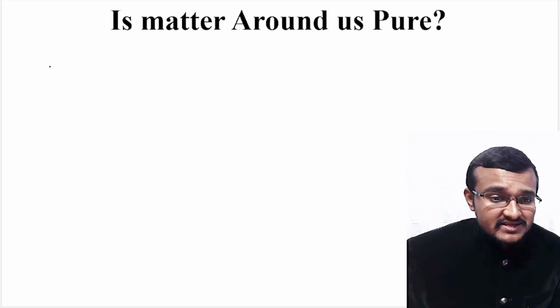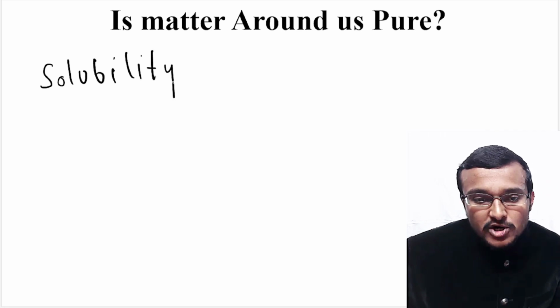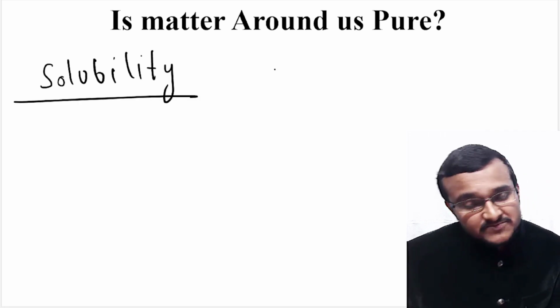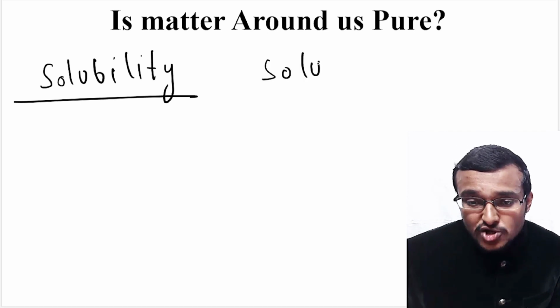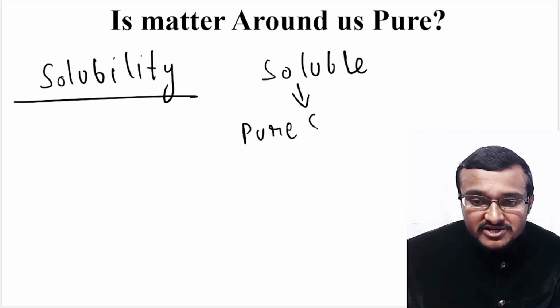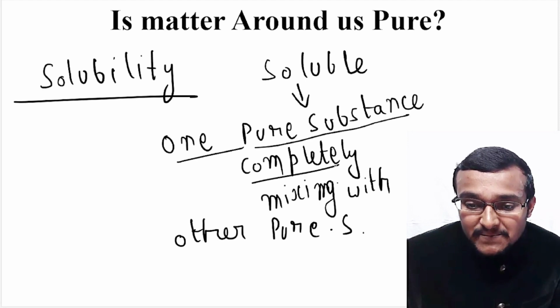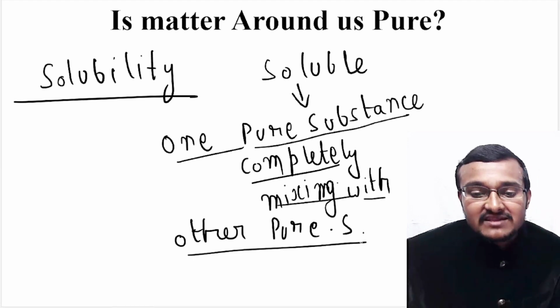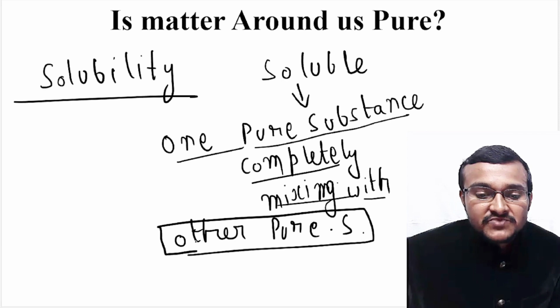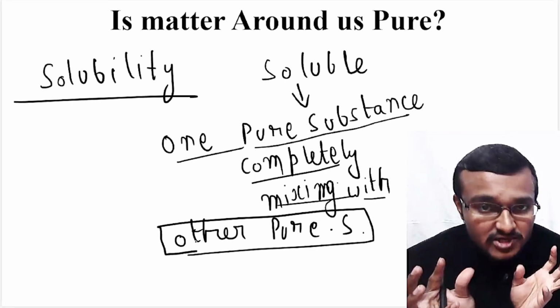There is one more topic in this chapter, that is known as solubility. So what do you mean by soluble? I have explained in my previous video. Soluble means a particular pure substance is completely mixing with another pure substance. So one pure substance is completely mixing with another pure substance, forming a complete homogeneous mixture.